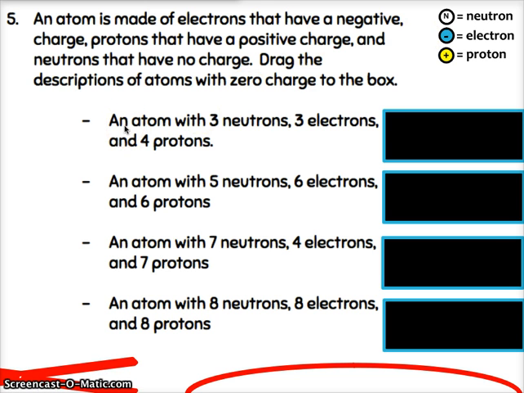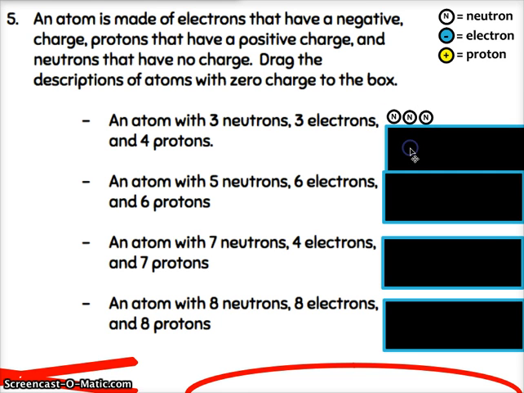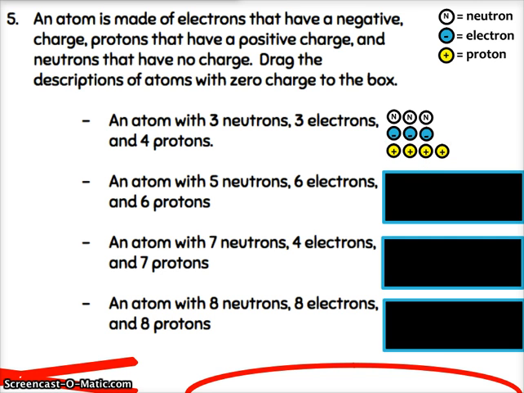So let's look at the first example. An atom with 3 neutrons, 3 electrons, and 4 protons. Now remember, neutrons have no charge, so we don't care how many of those there are, but we need to compare the number of electrons and the number of protons. In this case, there are 3 electrons and 4 protons. There are more protons than electrons, which means that this atom has a positive charge. So no, that example does not have a zero charge.